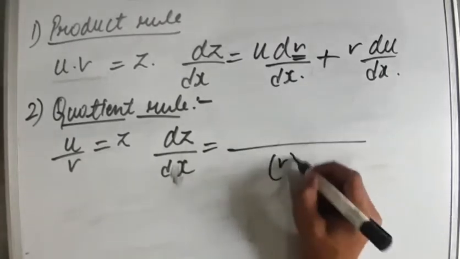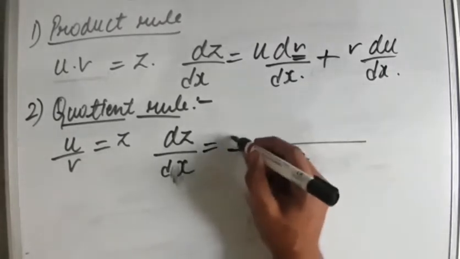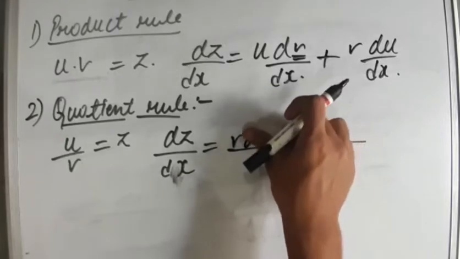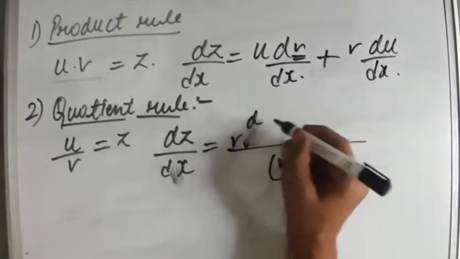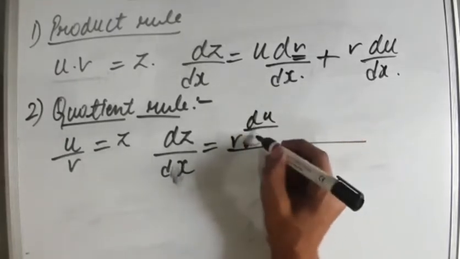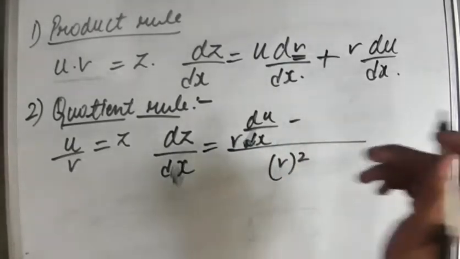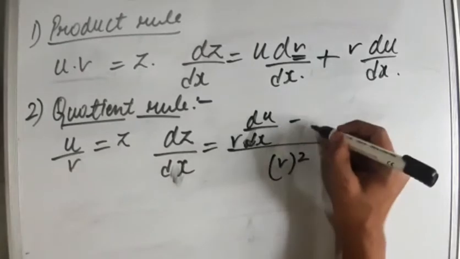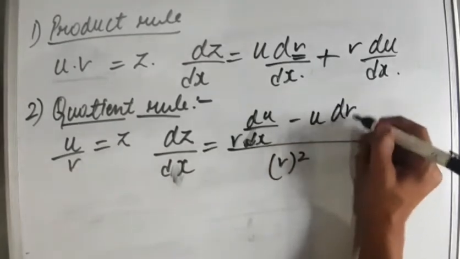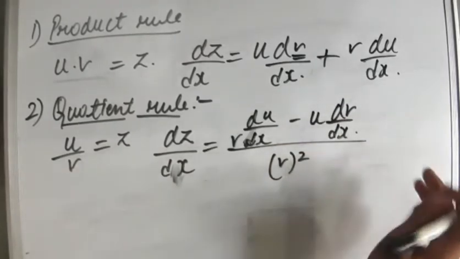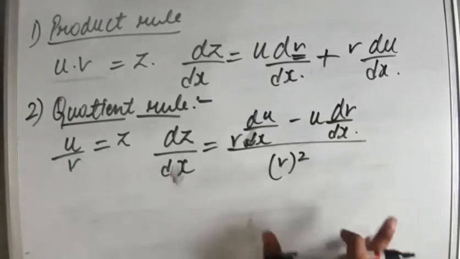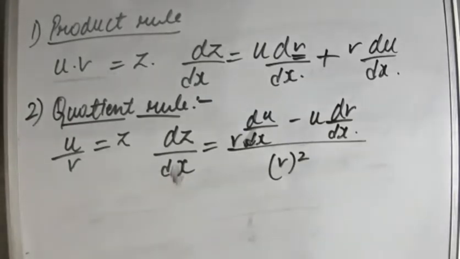First of all make a square of v, leave v as it is, and differentiate u, du by dx, and put a minus sign over here. Now let's proceed with v differentiation. So first of all leave u as it is and differentiate v. This is what quotient rule says, and you must have learned this quotient rule and product rule in class 11th mathematics. Now let's begin with the questions.